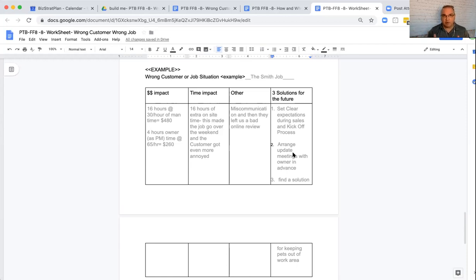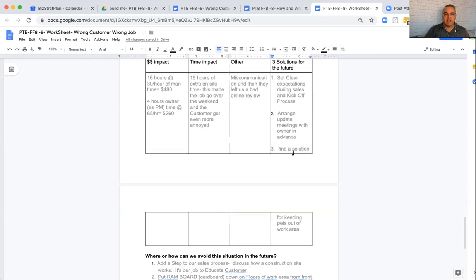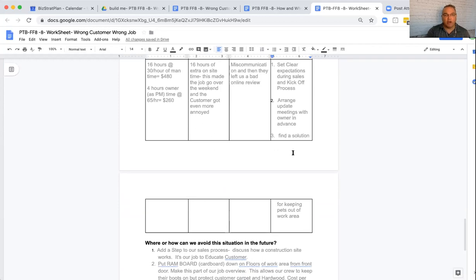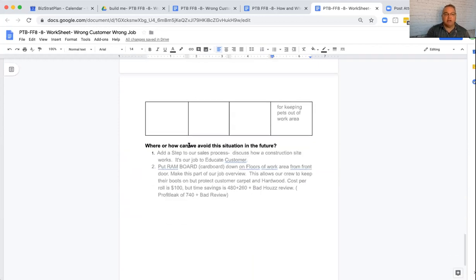Please, if you've made the promise, do the do. Communicate with them at the end of the day, either by text or by phone, but keep them in the loop, okay? This stops the problems here that you see on the left-hand side of the screen. And then find a solution for keeping pets out of the work area. And then you're gonna have a discussion with your team, where or how can we avoid this situation in the future? So the team's gonna come up with this idea. Well, let's add a step to the sales process. Discuss how a construction site works.